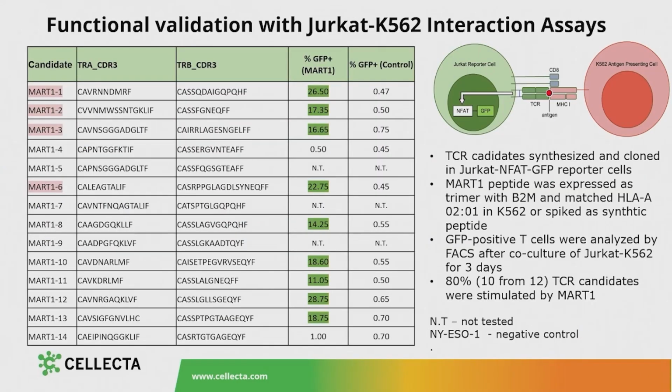So using FACS analysis, where we clone all these candidates, 12 candidates, and use spiked peptide with K562 cells with matched HLA background, you can see that from 12, 80% of the clones show very strong GFP activation, which shows a rather easy, passive way to do this type of analysis.